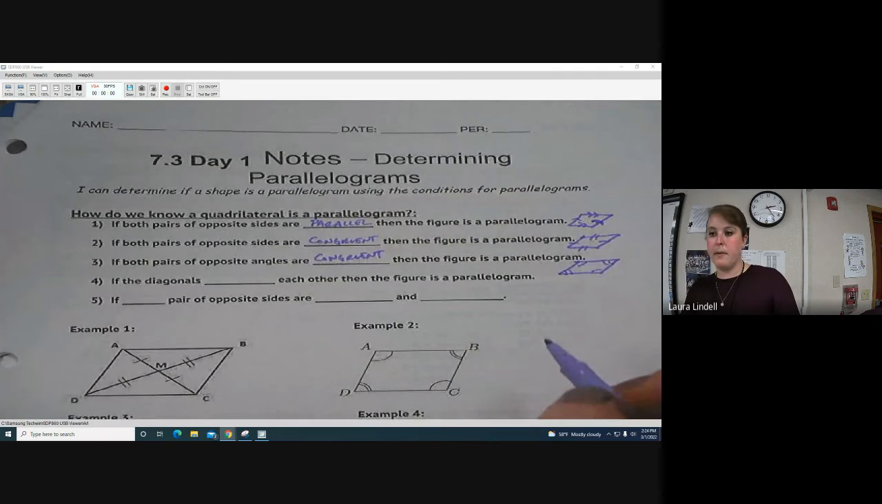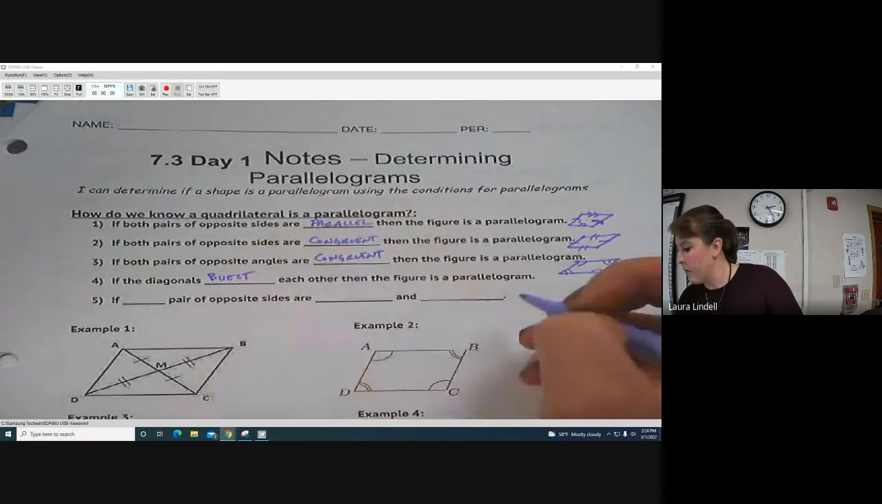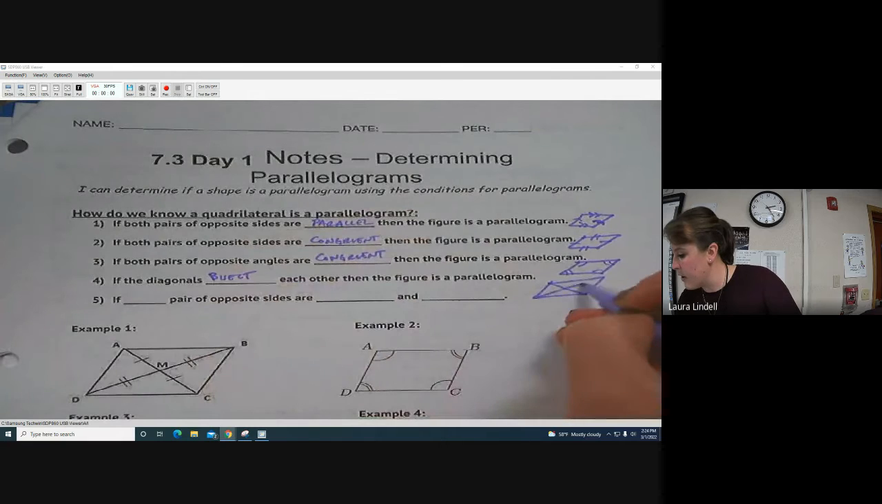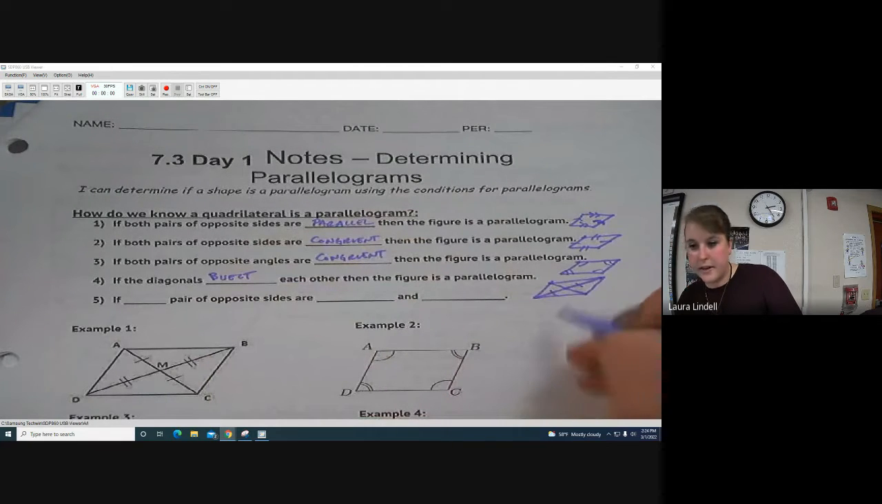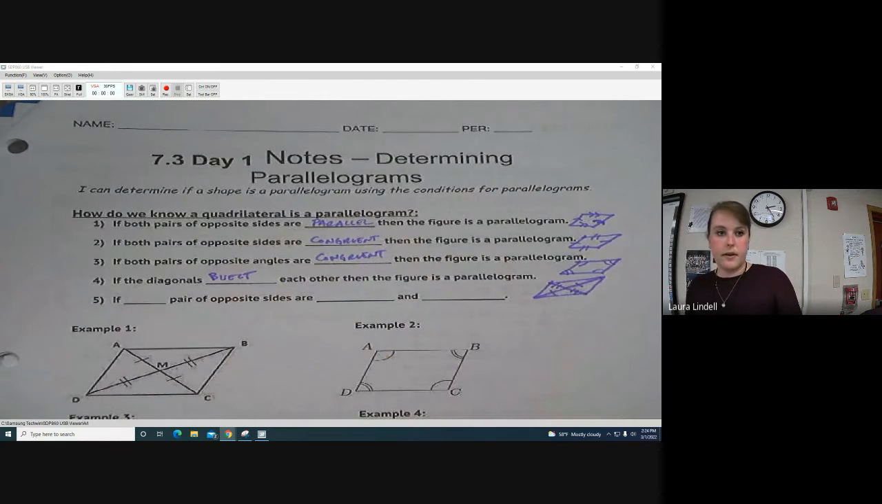We got both pairs of opposite angles congruent. Then also if the diagonals bisect one another. So if they're cutting each other in half with the diagonal. So if we've got our diagonals drawn and those 2 pieces of that diagonal are congruent and those 2 halves of that diagonal are congruent, then we can say that it's a parallelogram.